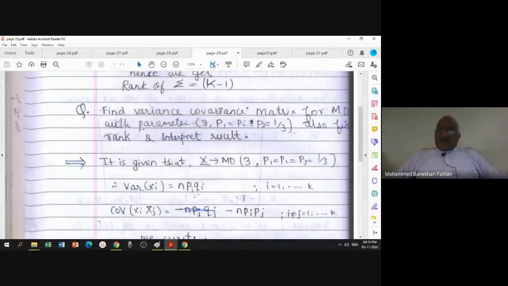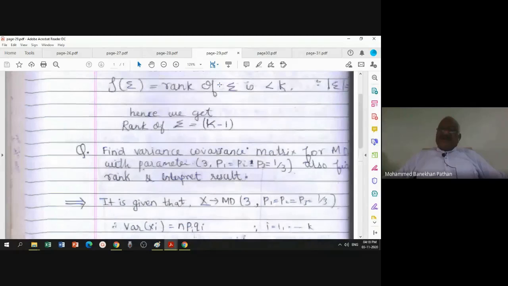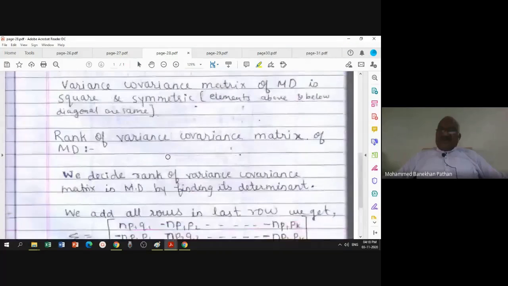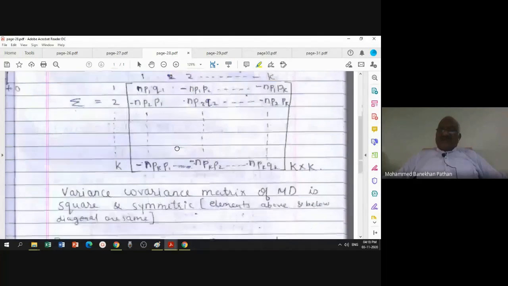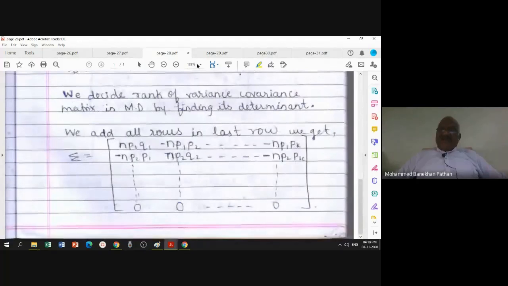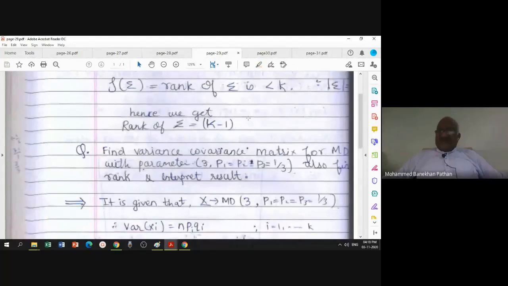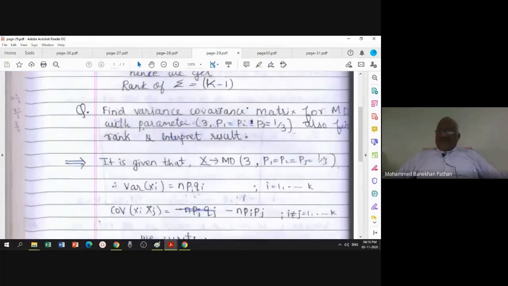So I took this numerical example purposely to understand the previous two pages, how it is k minus 1 and how you get such a type of matrix in general. So we'll try to verify this matrix as well as the rank by using this numerical example. Now, how many variables do I have? I have 3 variables under study: x1 for p1, x2 for p2, x3 for p3.